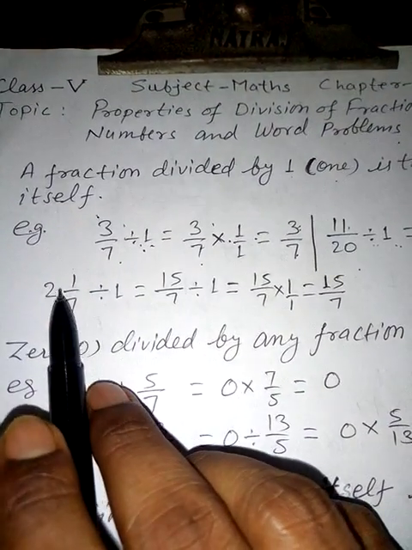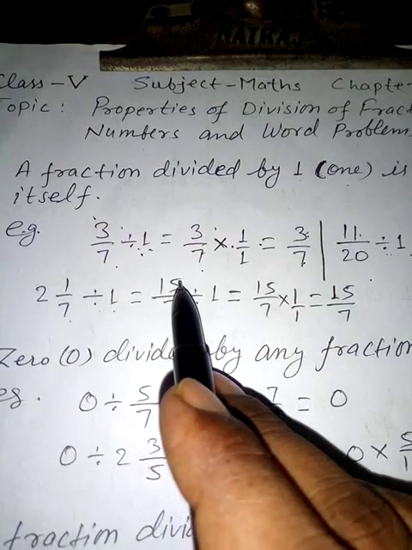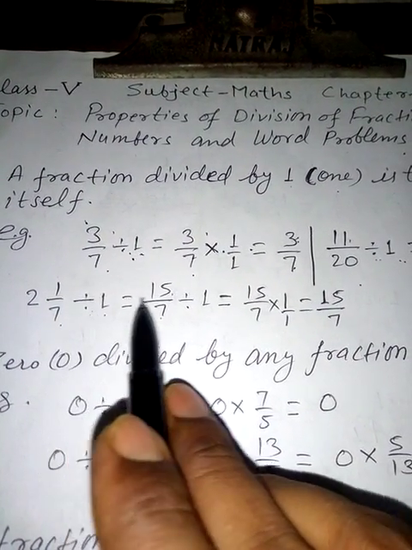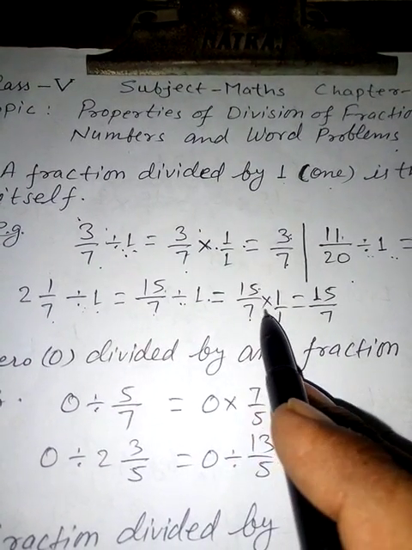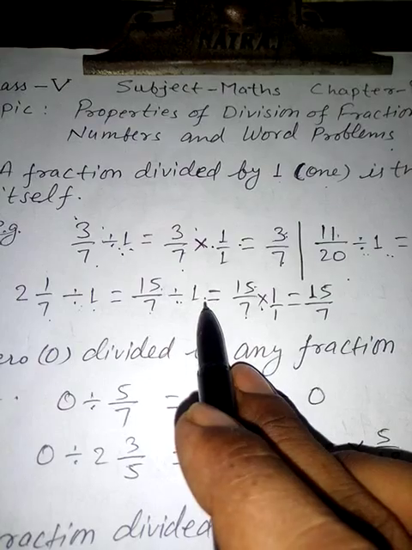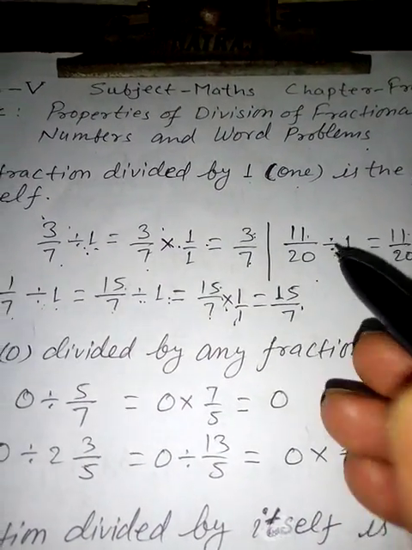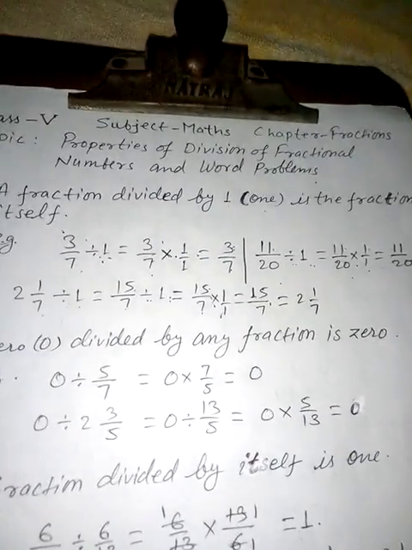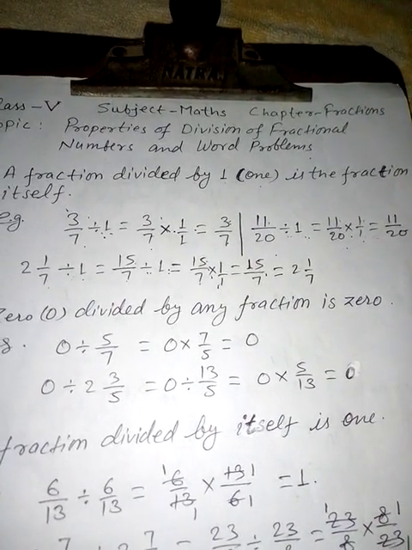Again you can see 2 whole 1 by 7 is the fraction divided by 1, and you will get 15 by 7 for that, and division by 1. Now 15 by 7, and this division changes into multiplication, and the reciprocal of 1 is 1 by 1. You will get the same number 15 by 7, that is 2 whole 1 by 7. It means if you divide a fraction by 1, then you will get the same fraction every time.